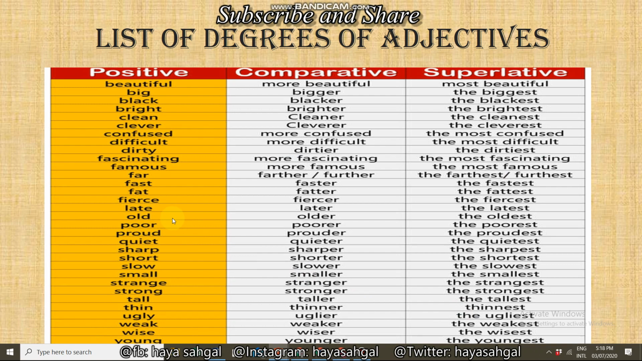Look here, we have some examples. Beautiful, more beautiful, most beautiful. Black, blacker, blackest. Or if we have y at the end of an adjective like dirty, we will drop y and add ier, dirtier, to make comparative, and dirtiest, iest, to make superlative. So remember, we add er or ier or more to make comparative degree, and we add est or iest or the most to make superlative degree.